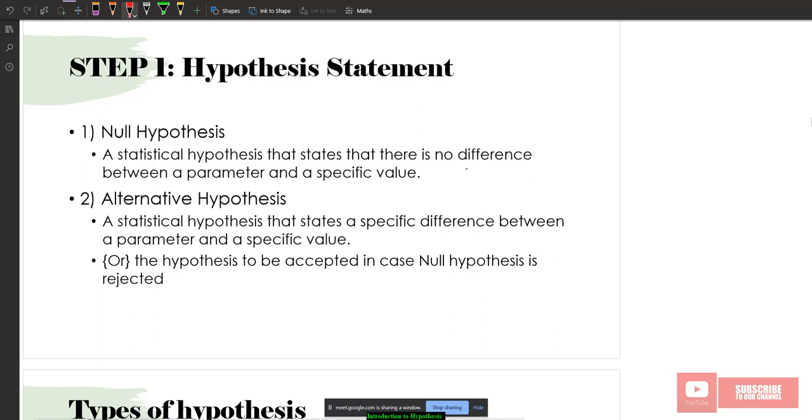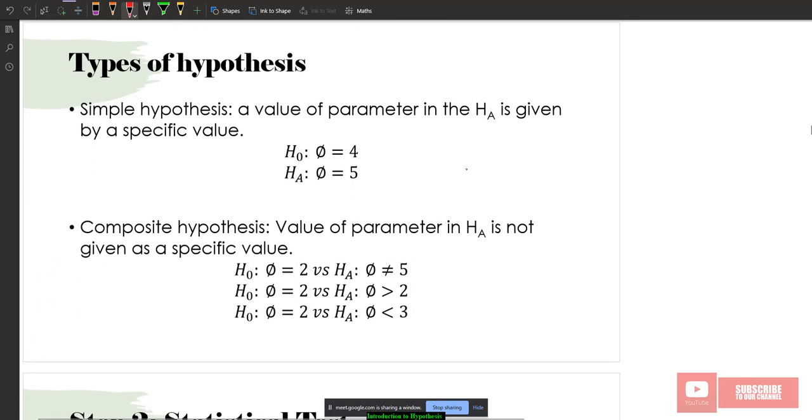We need to specify the null hypothesis and the alternate hypothesis. Again, the definition of the null hypothesis is the statistical hypothesis that there is no difference between a parameter and a specific value. The alternative hypothesis is the hypothesis that states a specific difference between the parameter and a specific value. So the types of hypothesis.